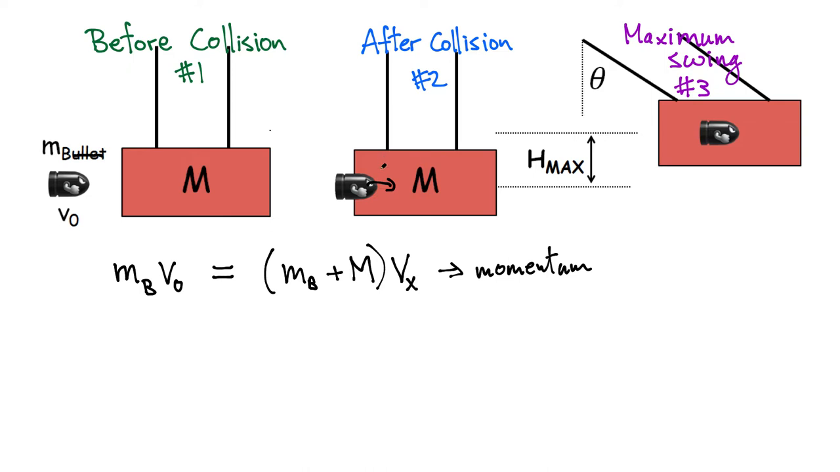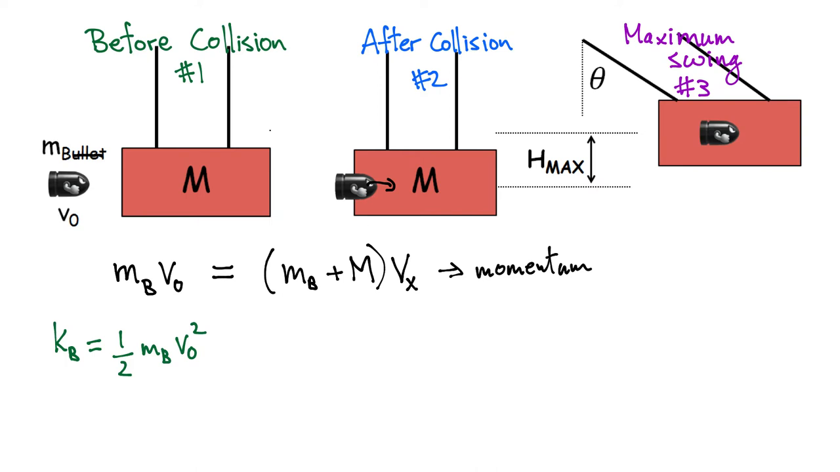There might be a little component of the tension because it does swing up a little bit, but it's pretty small. All right, what else can I write? Well, I can look at the initial kinetic energy of the bullet. Let's call it KB. That is simply 1/2 the mass of the bullet multiplied by V initial squared.